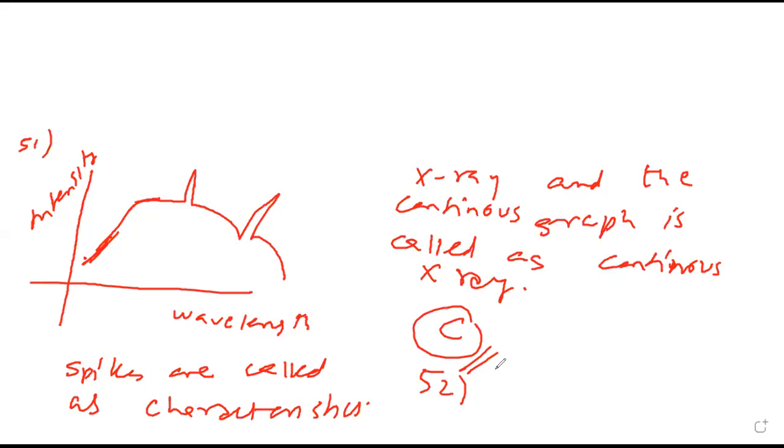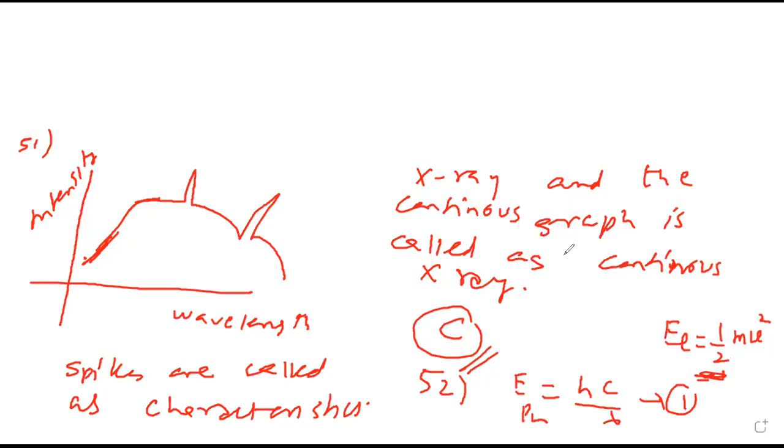Photon, electron, uranium all have the same wavelength. Then who will have the most energy? The energy of a photon is hc by lambda, and the energy of an electron is half mv square, which is nothing but, okay, I'm just clearing this to explain you.